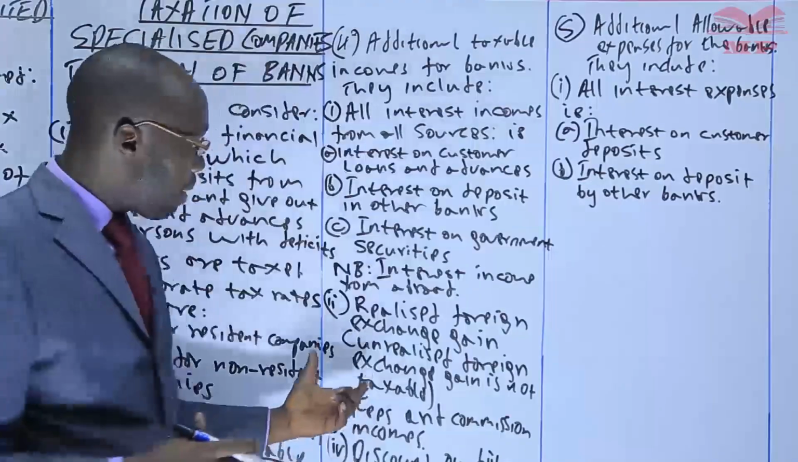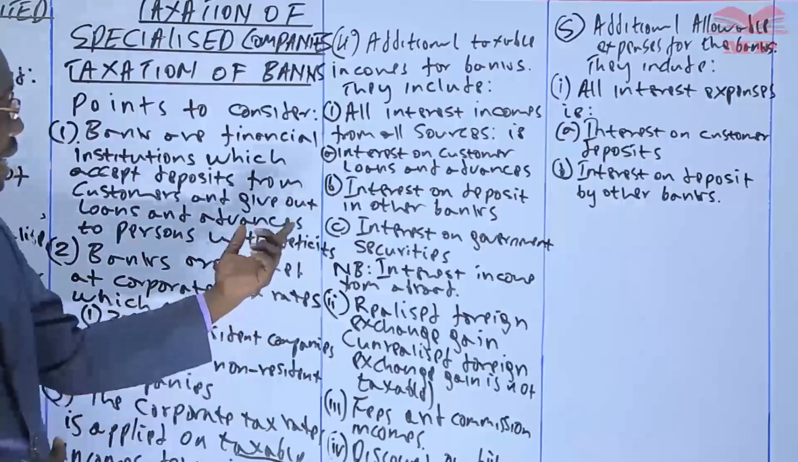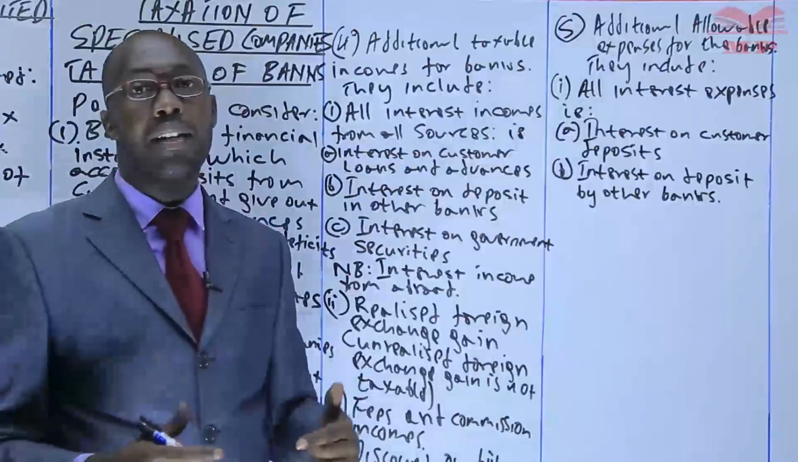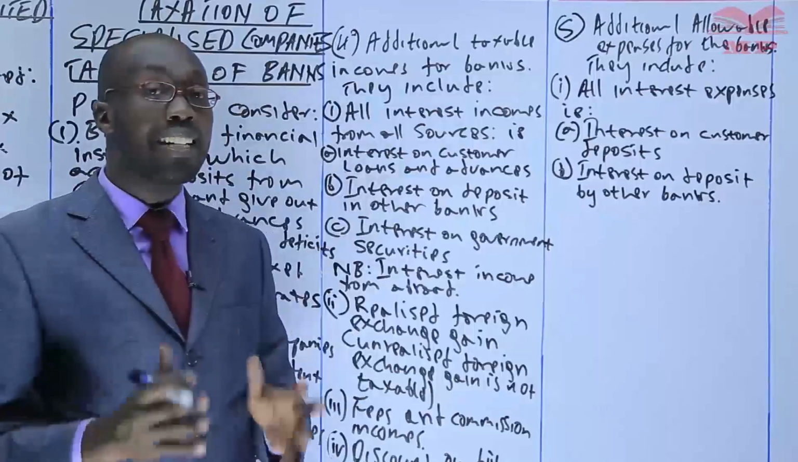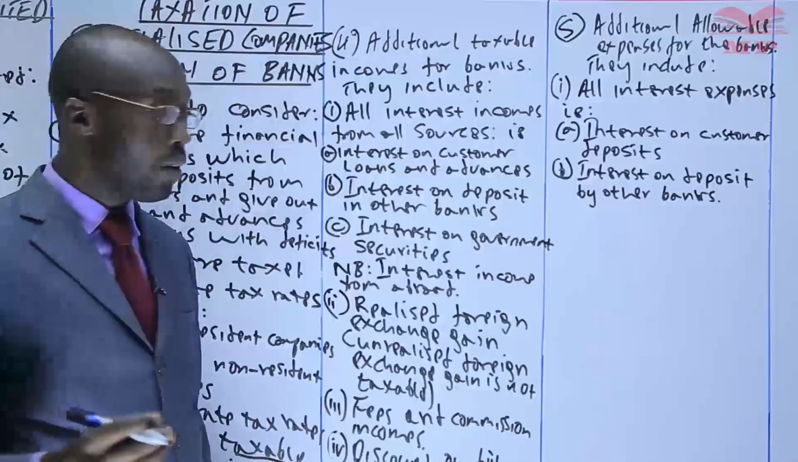Same case when we have interest on deposits by other banks. We said this bank can deposit in another bank, in which case the interest is taxable income. Now, when another bank comes and deposits in this bank, this bank is supposed to pay the interest. That interest is an expense to this bank, but it is usually an allowable expense. So that is number one of the additional allowable expenses.